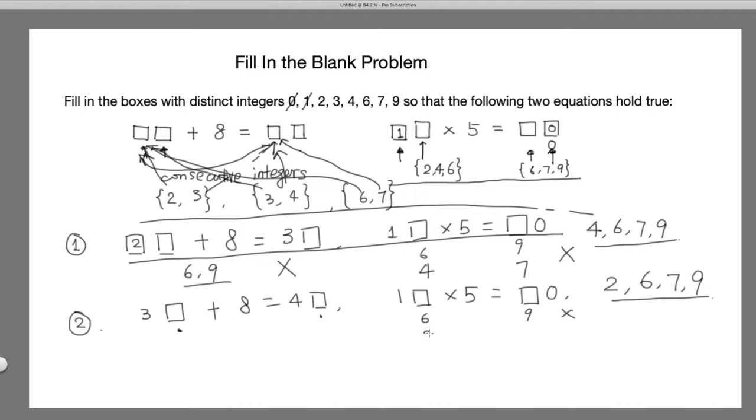So in here, if you put 1 and 2 here, 12 times 5, that gives you 60, right? This is going to be 6. So you're left with 7 and 9. And in here, you put 9, 39 plus 8 equals 47. So this is one solution. We found one solution.